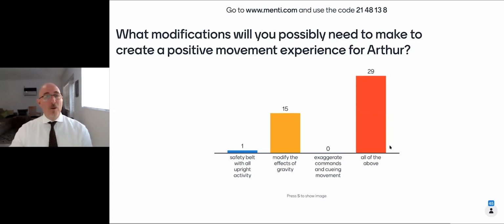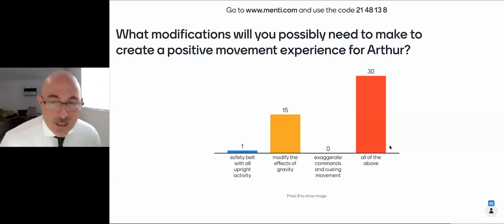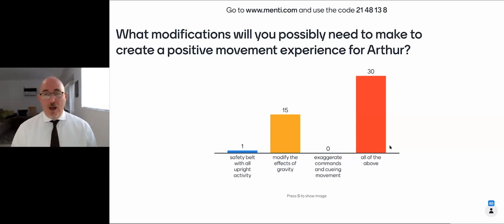Okay, let's see what you guys put. What modifications? So basically all of the above. And that's the best answer, right? Definitely using the environment to modify gravity is our greatest advantage, no doubt. I will tell you that the most important safety thing you can do is make sure that you either have a safety belt or that you have contact guard with them, especially when they're moving from machine to machine. Let me give you a little experience on that.